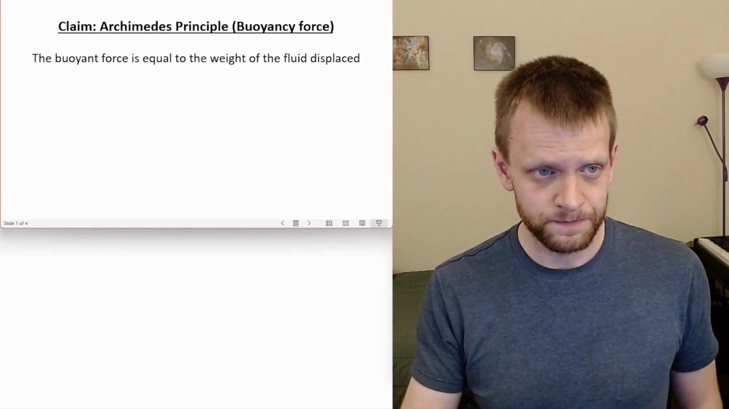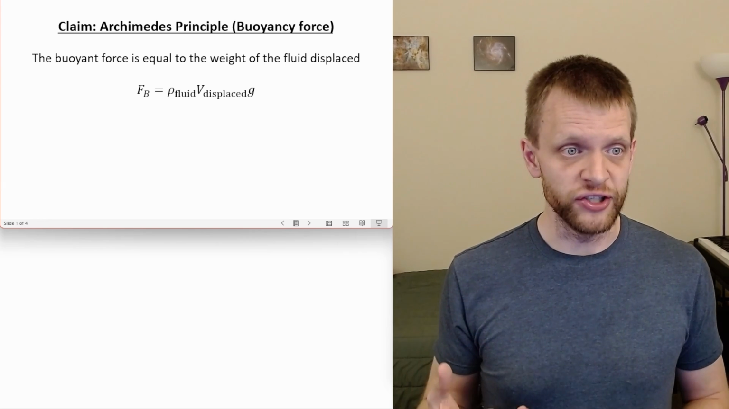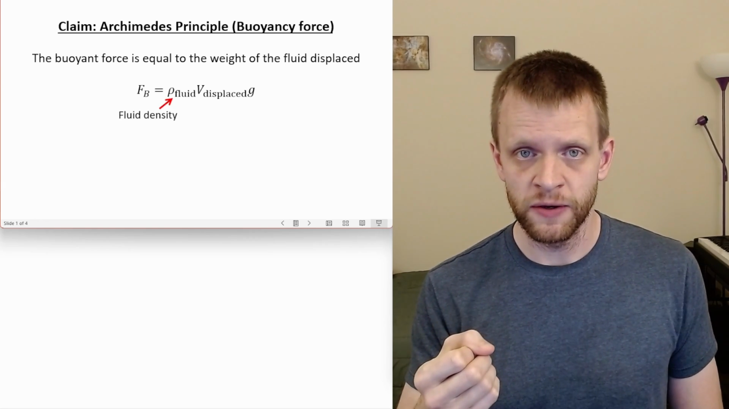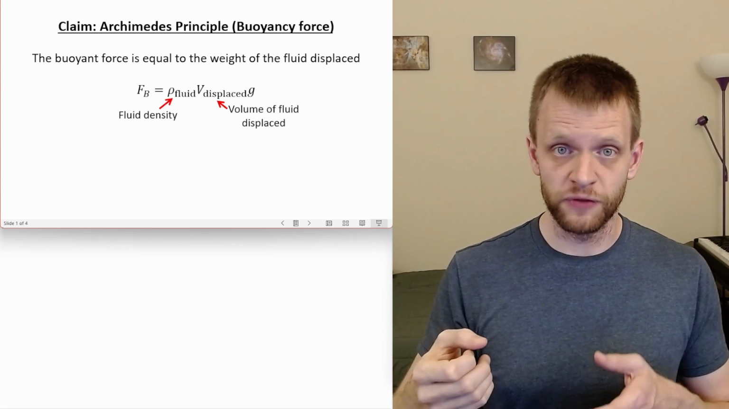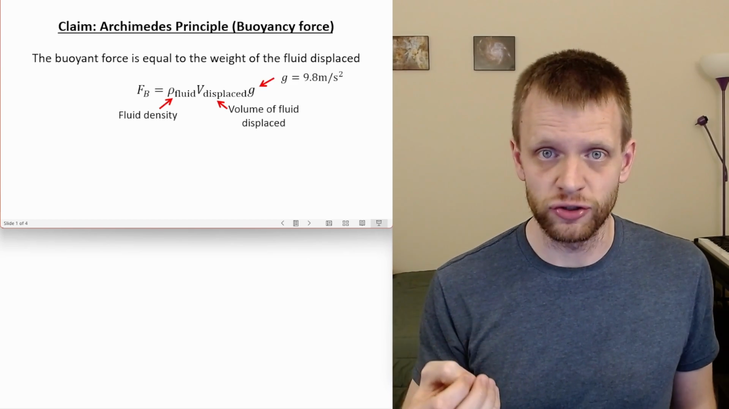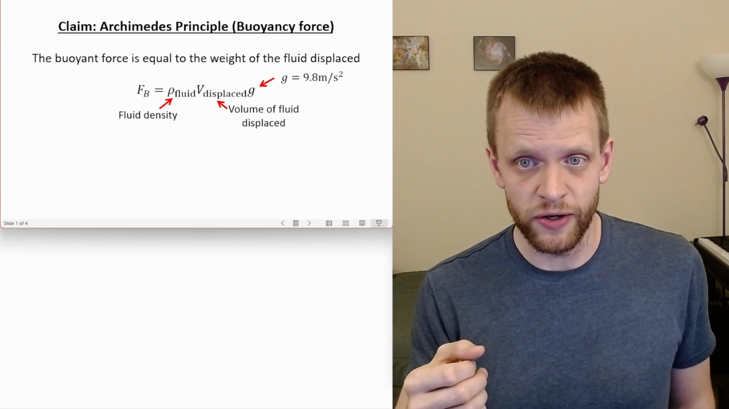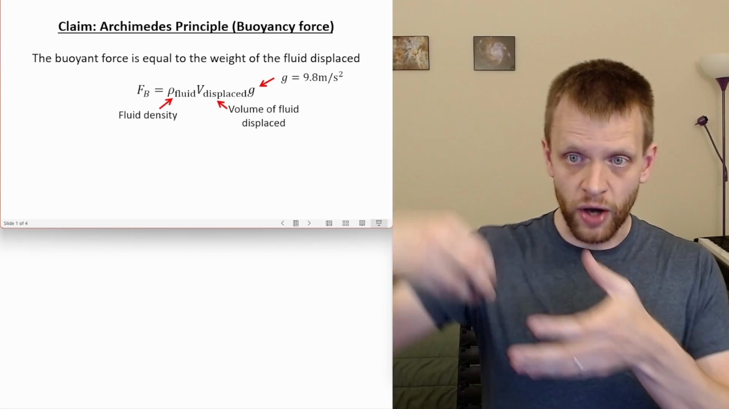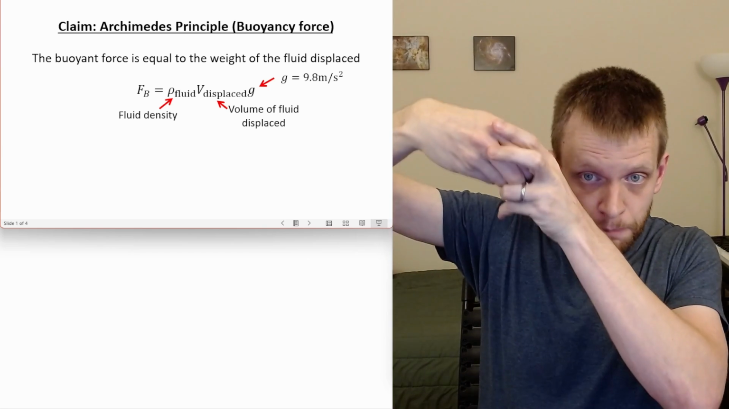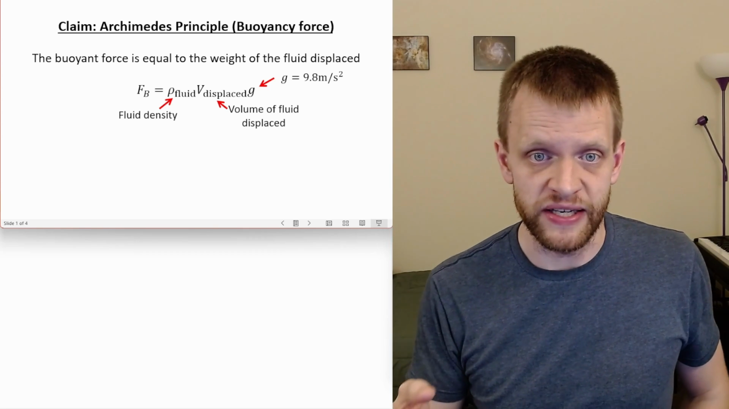But before we get into the experiment, let's dive a little bit more into the claim and how we're going to test it. We can describe Archimedes' principle with this equation: the buoyant force is equal to the density of the fluid times the volume of the fluid that was displaced times little g, the gravitational acceleration on the Earth. This is 9.8 meters per second squared. So basically, when an object is submerged in the fluid, that object's volume will push some of the fluid out of the way. And that's going to be our volume displaced.